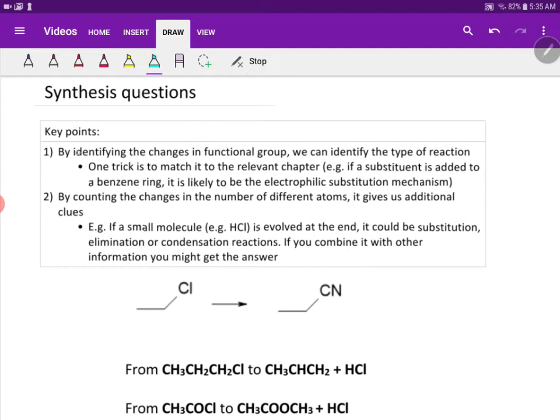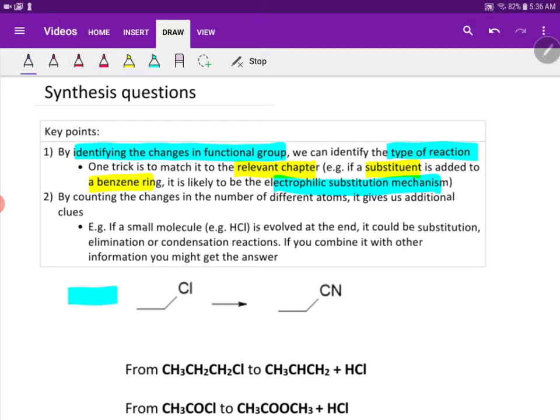The first thing is for you to identify the changes in the functional groups. By identifying the changes in the functional groups, you can identify the type of reaction that has happened. One particular trick that I usually use is that I will match it to the relevant chapter. For example, if a substituent is added to a benzene ring, I would most likely think that it is an electrophilic substitution mechanism.